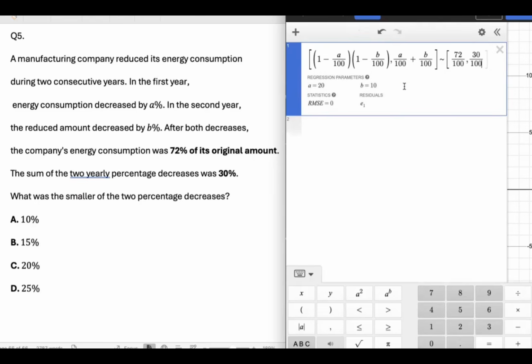You have 10 and 20. Which one is the smallest? It's 10, right? Straightforward, complex percentage question, but you can use Desmos to do that. You can also do the calculation, but this is Desmos. Let Desmos think for you.